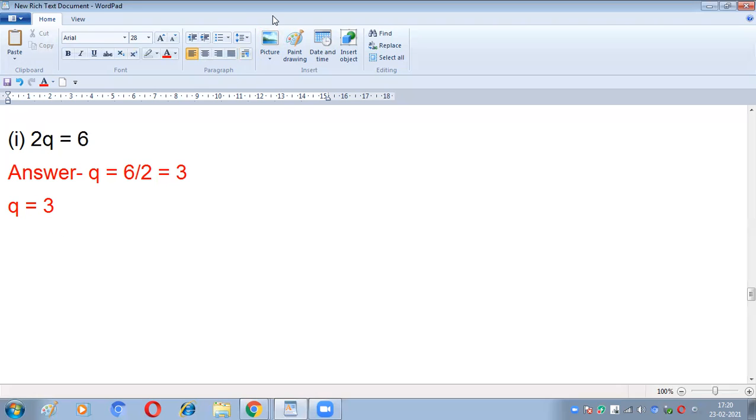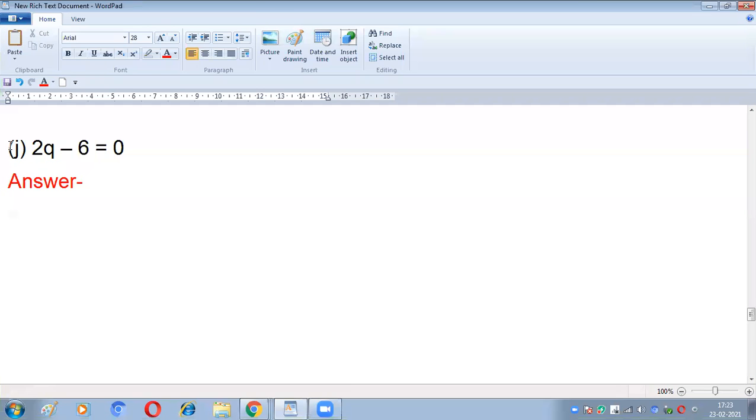So let's proceed to part J. Part J is 2q minus 6 is equal to 0. Here we have to find the value for q. So q is equal to, first, minus 6 will move to the right hand side. If minus 6 moves to the right hand side, 6 will carry a positive sign. So that means 0 plus 6 is equal to 6.